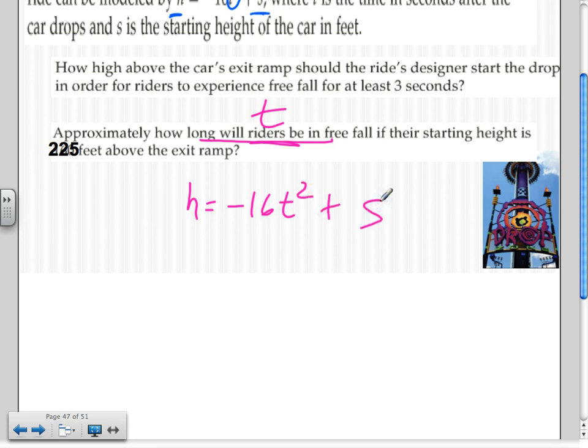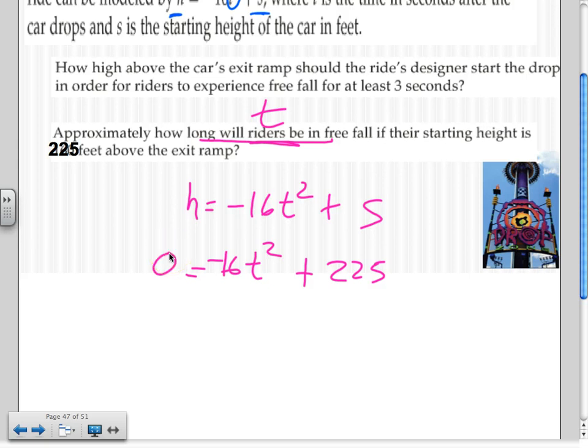Which variable can I replace? The S with what? 225. So 225 will go right here. Notice that since we have to find t, it will remain there. But what about h? What do I know about h? 0. Because it starts from that height and has to go all the way down to the ground, so down to 0. And there we have it.